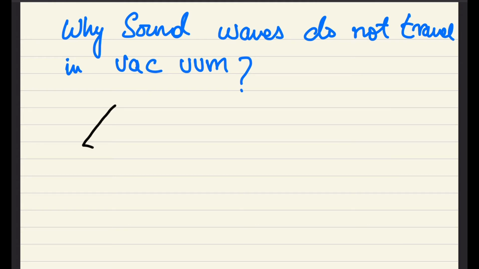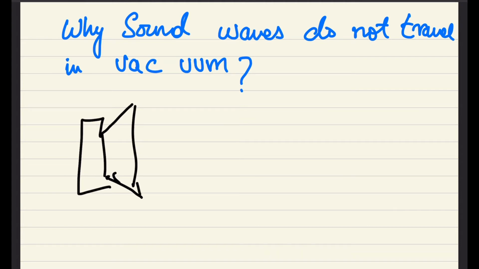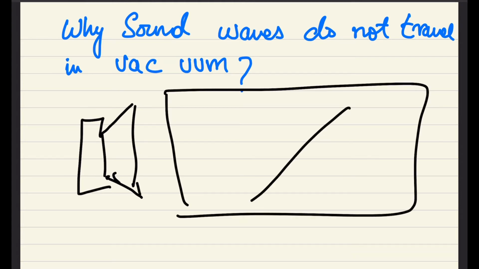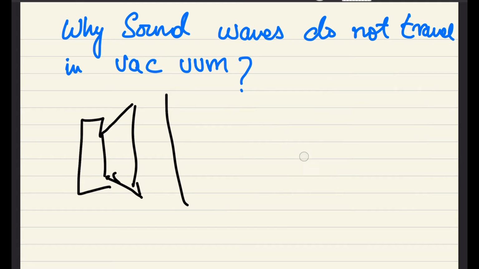vibrating source, let's suppose we put a speaker over here, which is the vibrating source. So that's the speaker, and it is producing the sound wave. But you see over here, there's nothing. There are no particles. So whatever disturbance this speaker will cause will not affect the region surrounding it, because there are no air particles. So that's why the sound waves are unable to travel in the vacuum. That's a simple reason.